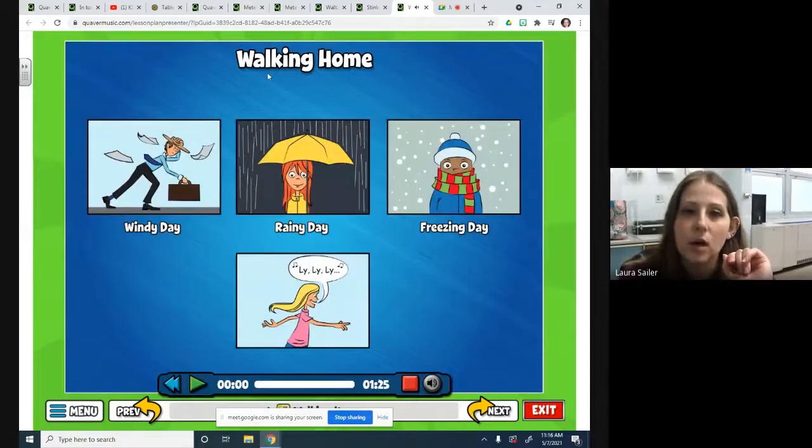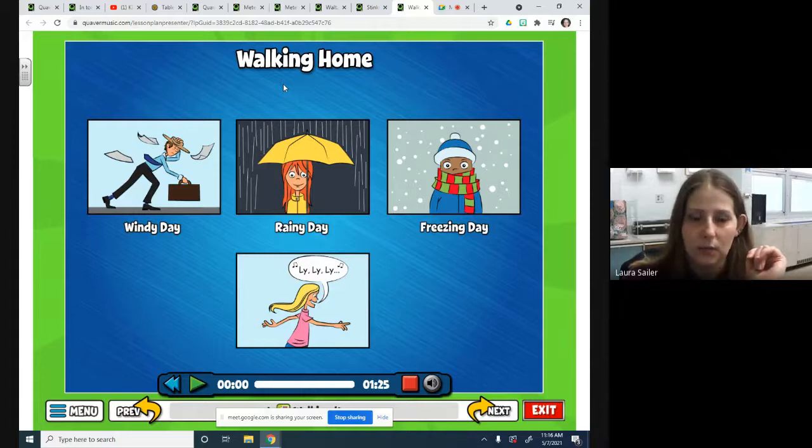Then we have Walking Home, and Walking Home was in the meter of 4, and often the meter of 4 is called a walking meter. It could also be known as common time because it's the most common meter. It's the most common grouping. So really any song that you would listen to on the radio is probably going to be in a meter of 4. But you can listen to those and see if you can figure out what meter they're in.